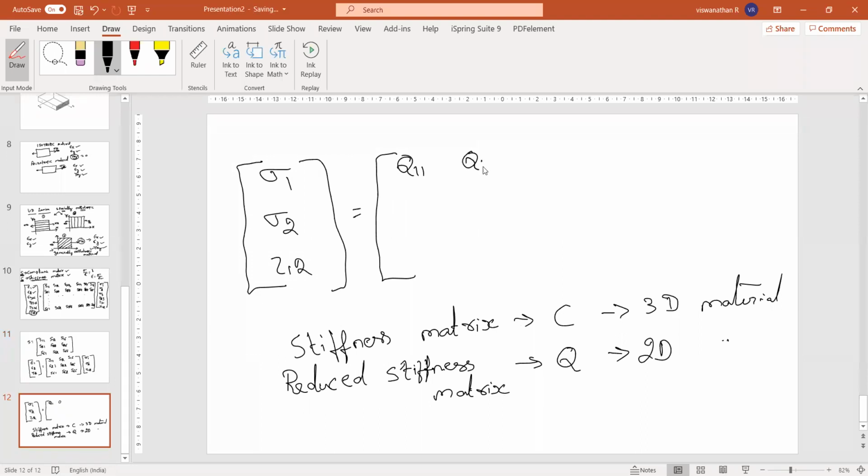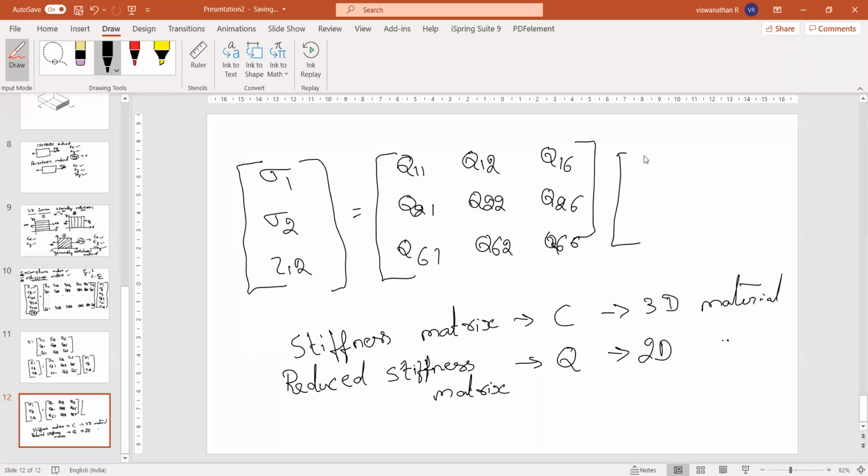It is Q11, Q12. What will be this thing? What will be here? 0, 0. Q16. The term is Q16 there. Okay. Q21, Q22, Q26, Q61, Q62, Q66. Okay. And then this will be what? Epsilon 1, epsilon 2, and gamma 1, 2.